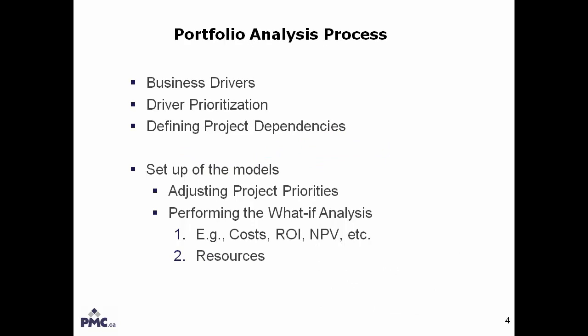First, we will look at and discuss business drivers, then discuss the driver prioritizations, and then defining project dependencies. These elements are all parameters that will be leveraged by our models. We will look at adjusting project priorities on the fly and performing a what-if analysis, first by looking at a primary constraint such as total cost, or whatever measure an organization is interested in, for example, return on investment, net present value, etc., in order to weigh the proposed project selection, and then to proceed to evaluate the resource requirements if desired.